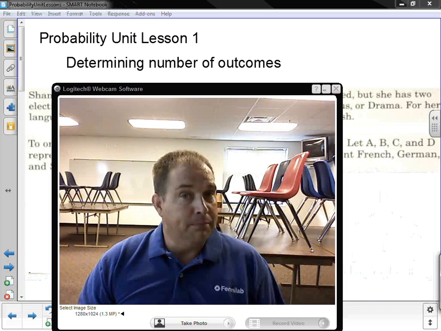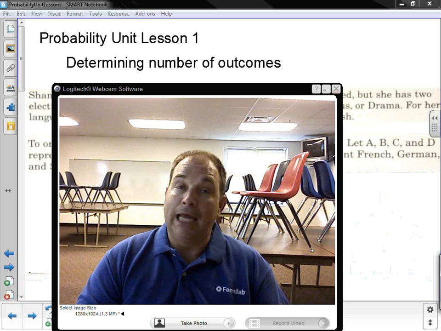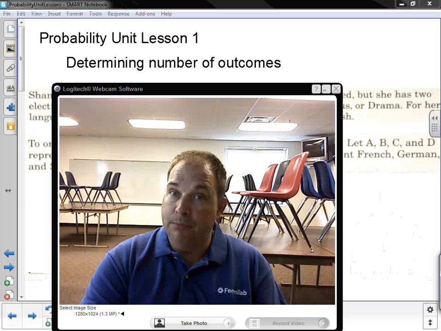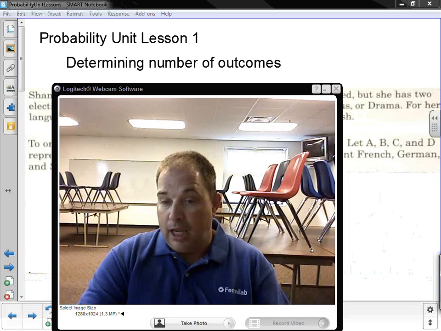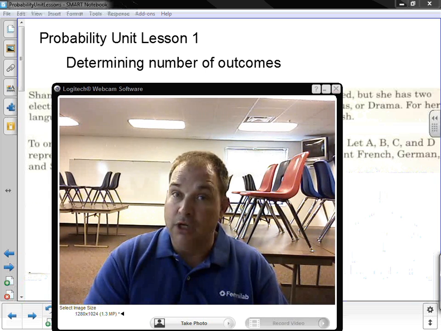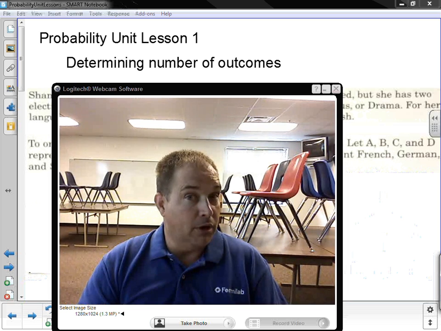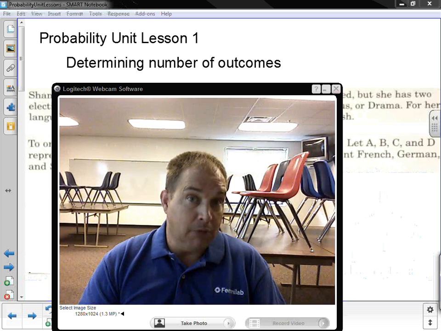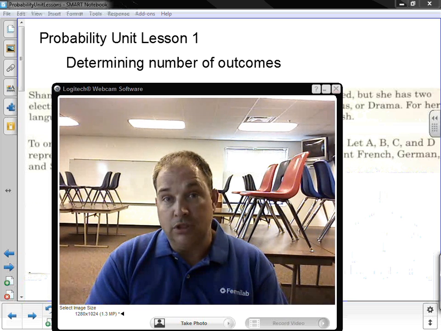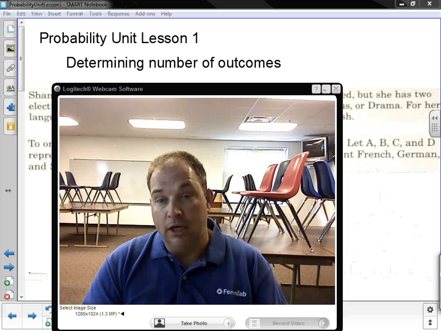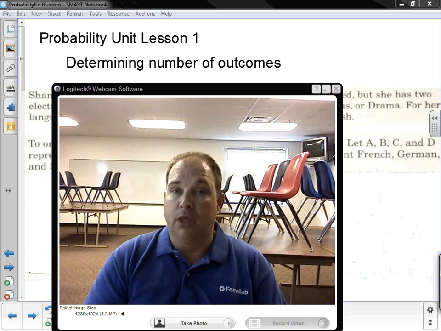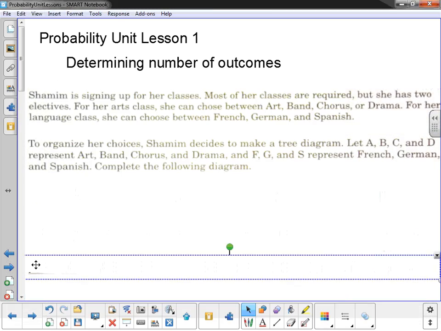When we do probability, we know probability is the likelihood of something happening that we want to happen. We have to know the number of successful outcomes and compare that to the number of total outcomes. So before we can get to the probability part, we have to figure out how to calculate the number of possible outcomes. The first couple of lessons here are just on figuring out the number of outcomes. So let's get started with this one.